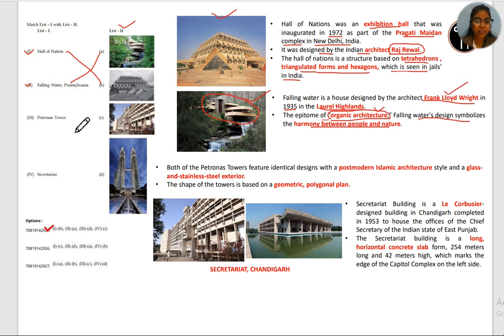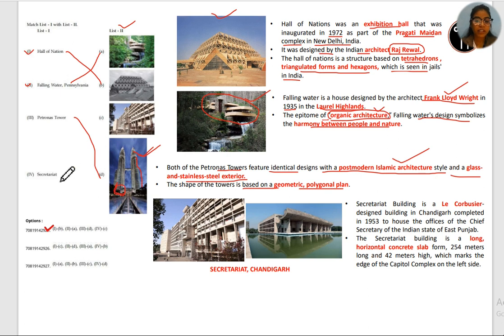The third option is Petronas Tower. The correct answer is option number D. This is the image of the Petronas Tower. Please remember the image with its name. Both of the Petronas Towers feature an identical design in a postmodern Islamic architecture style. The important thing is Islamic architecture style, which is postmodern, with a glass and stainless steel exterior. The shape of the tower is based on a geometric polygonal plan.